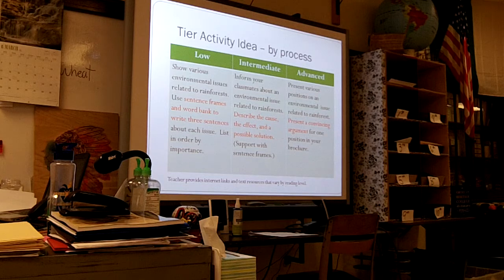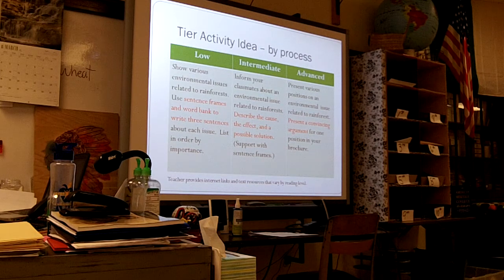Use sentence frames and a word bank to write 3 sentences. This is a process, right? So for the low tier activity: 3 sentences, word bank, sentence stems, very structured. For the intermediate, you're going to take a little bit of that away. Describe the cause and effect and possible solutions. You can still give them sentence frames. You can still give them words that you want them to focus on, right?